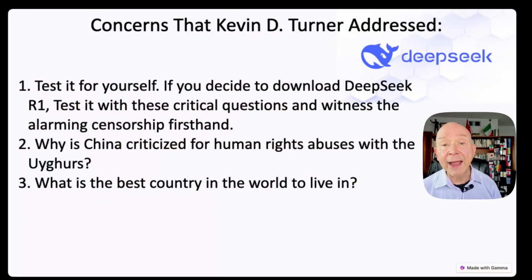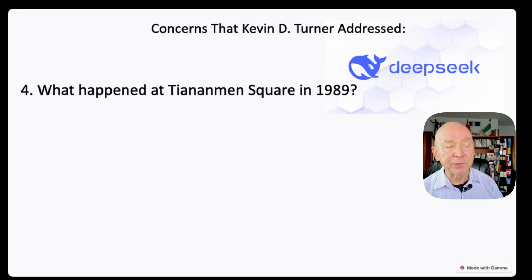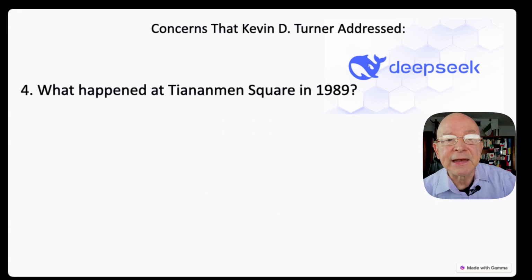Because I think the key there is for you. What is right for you might not be right for someone else. So what you've got to do is say, all right, where do I need to be with what I'm doing? So I think that's a good thing to keep in mind there. Then, here's a tough one. What happened at Tiananmen Square in 1989?